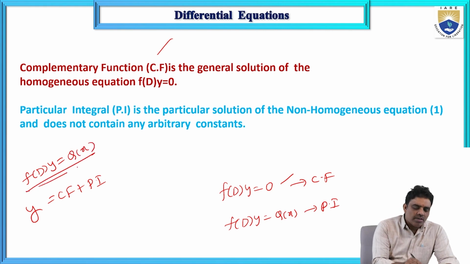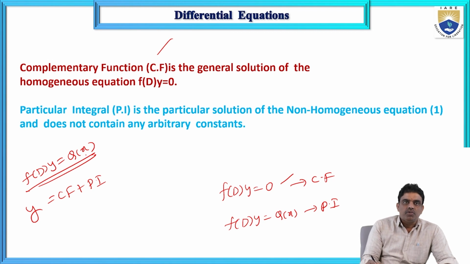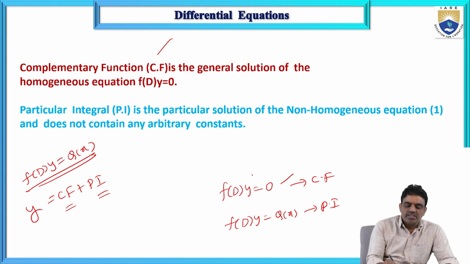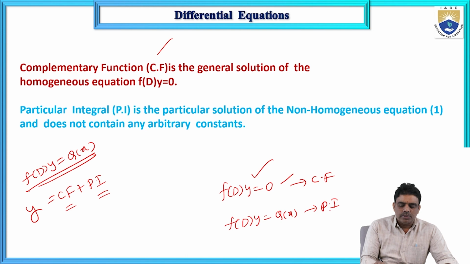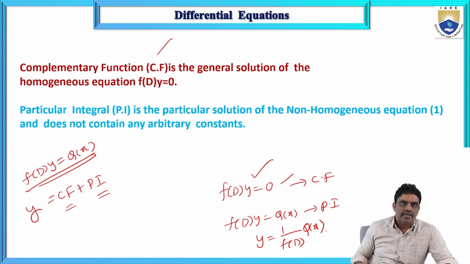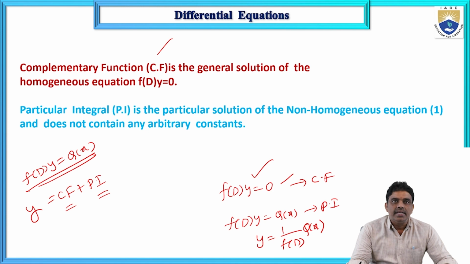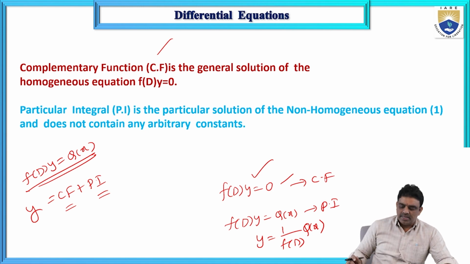So to find the solution of this type of equation, we need to find the complementary function and the particular integral. The complementary function is the solution of f(D)y = 0, and the particular integral is the particular solution of f(D)y = Q(x), or y = 1/f(D) of Q(x). On operating 1/f(D) on Q(x), we get the particular integral, and it does not contain any arbitrary constants. Already in the last video we have seen some problems.